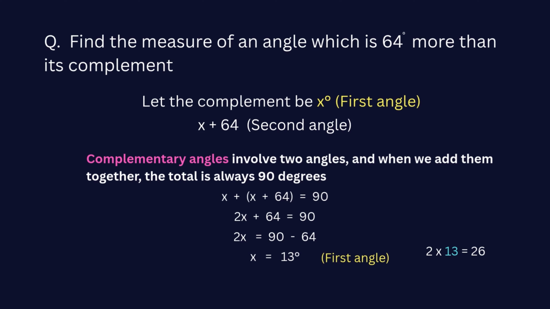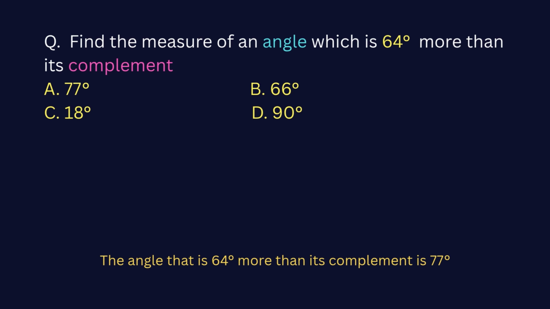So we can solve for the second angle. We know that x is 13, so 13 plus 64 gives me 77 degrees, which is the second angle. So if we look at the options, we see that option A is the correct answer, which is 77 degrees. Meaning the angle that is 64 degrees more than its complement is 77 degrees.